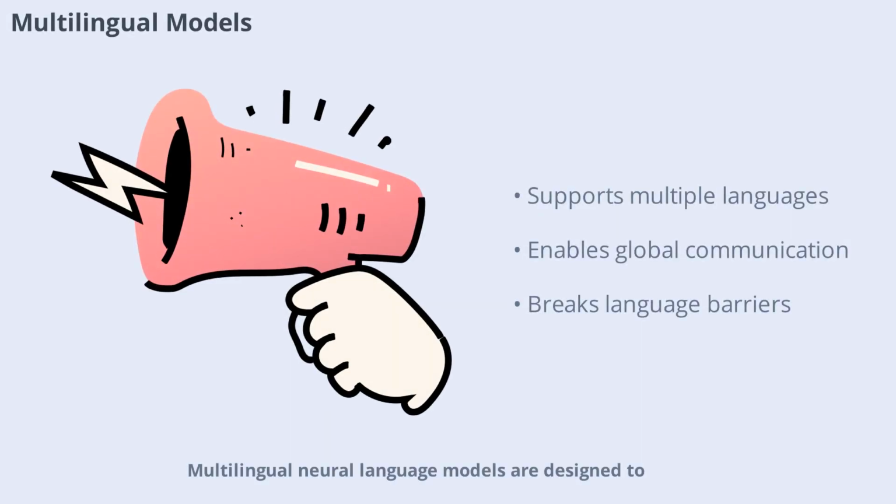Multilingual neural language models are designed to understand and generate text in multiple languages. These models enable cross-lingual applications and support global communication. By training on diverse datasets, multilingual models break down language barriers and make AI accessible to more people worldwide.